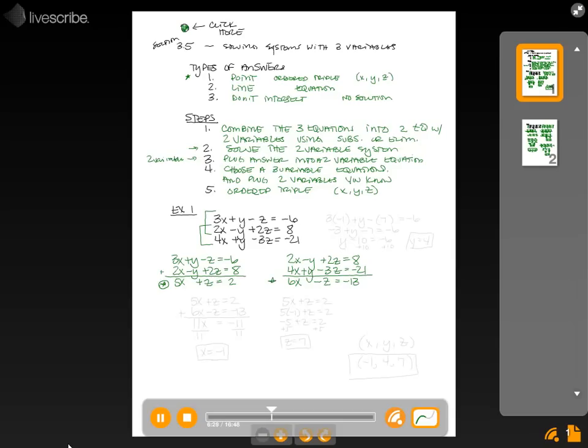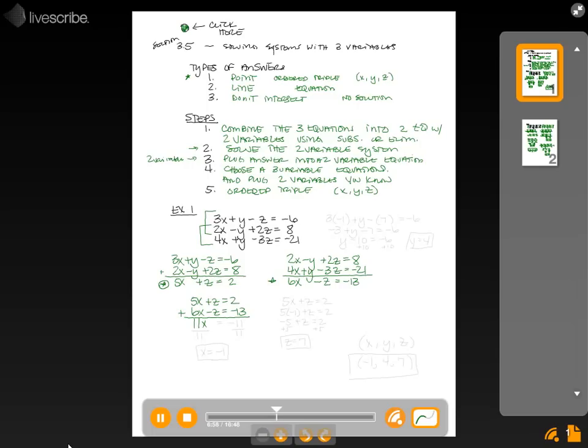So now I've got a two-variable system: 5x plus z equals 2, 6x minus z equals negative 13. And I need to solve this now. This is my two-variable system of equations. So at this point, we're at step number 2, and we're going to solve the two-variable system. Well, let's set up nicely for elimination, because one z is positive, one z is negative. They'll cancel. So we're going to add down again.